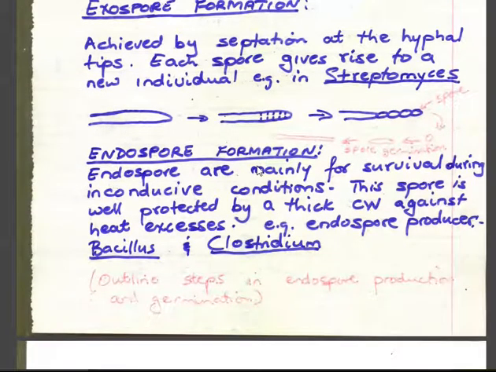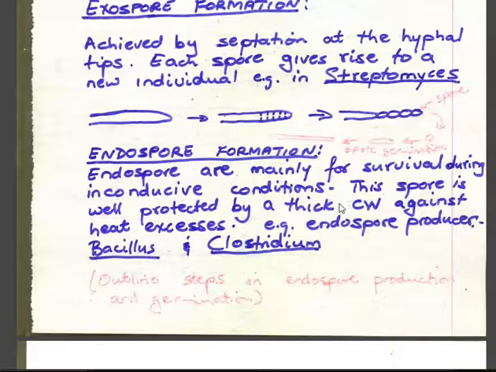Now, endospore formation. Endospore formation is not really an asexual process, but I've put it here because it is the way by which the fungus will survive during difficult conditions, inconducive conditions. Now, let's say, for example, it becomes too dry, or there is no food, whatever, and the bacterium doesn't want to die.